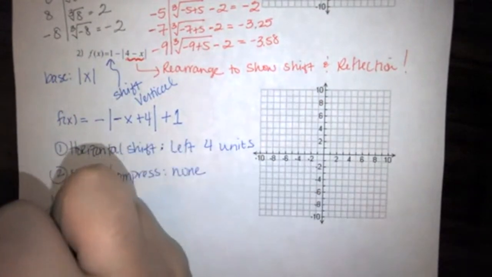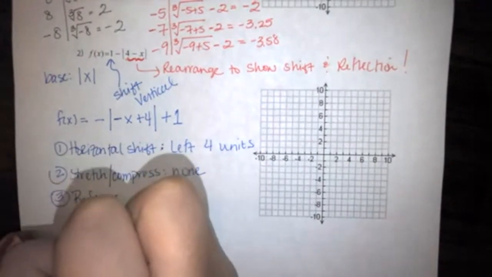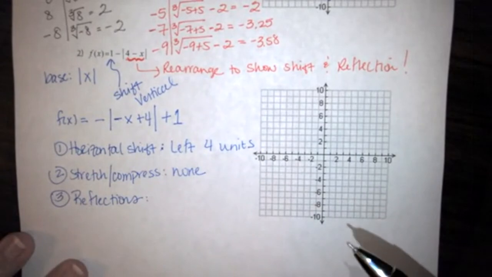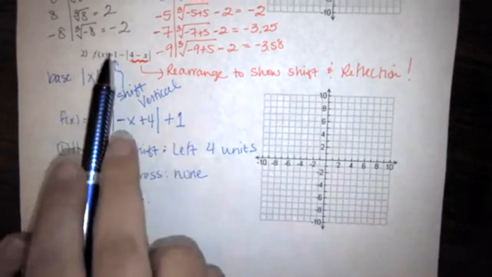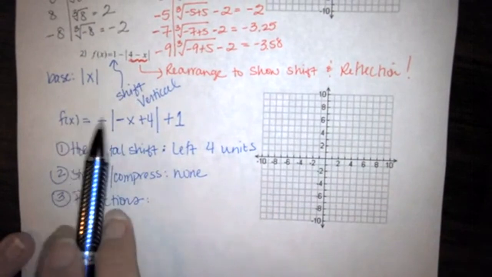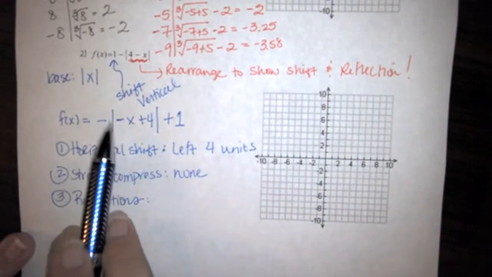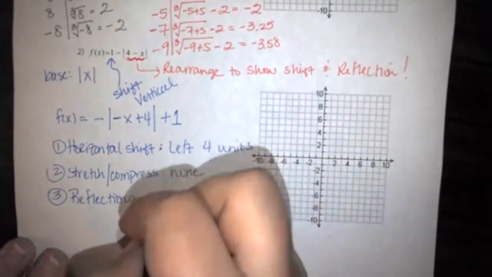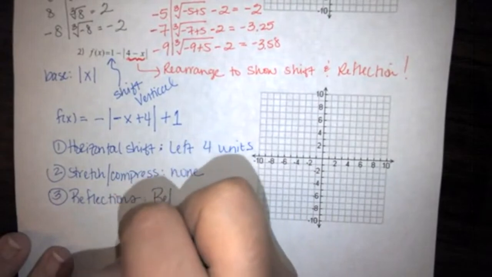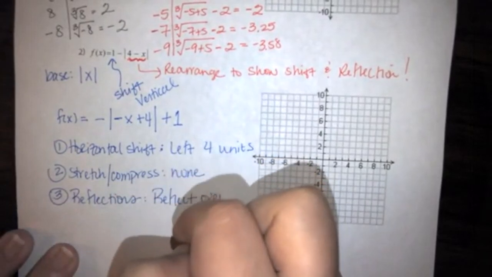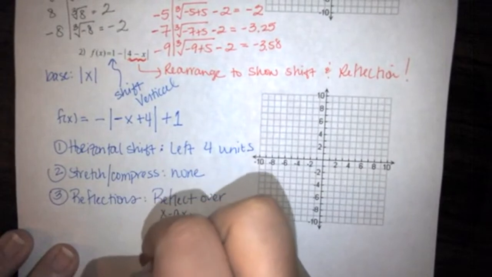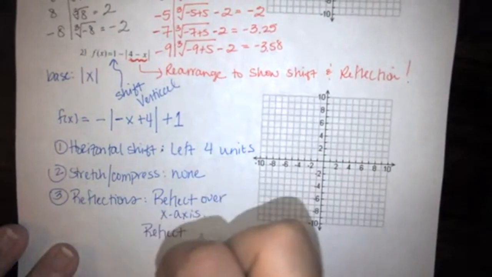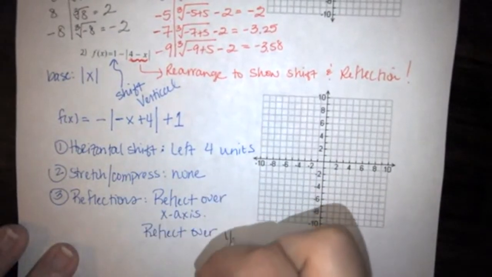Now the third thing we need to look at is our reflections. And we need to look at what exactly we have going on. Well, reflections are negative, so notice I have two of them, one here and one here, which means I have both a horizontal and a vertical reflection. So first I'm going to reflect over the x-axis. Then I'm going to reflect over the y-axis.